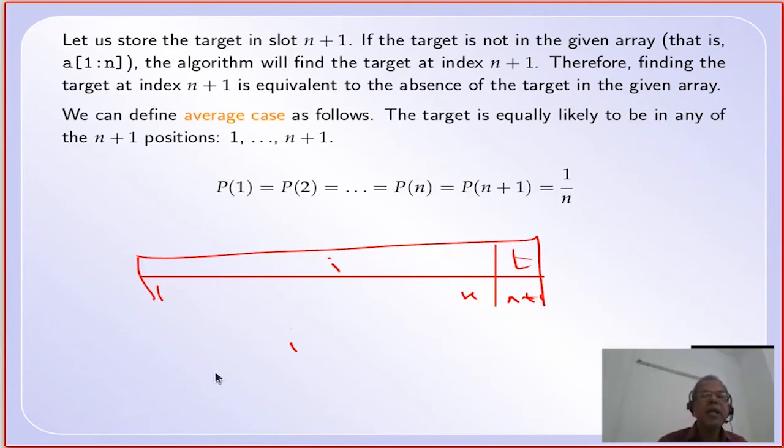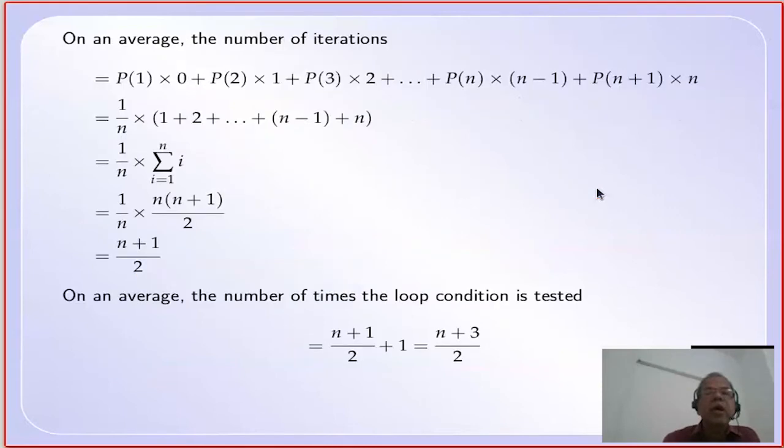What is the probability? Let's say it is just 1 by n, or 1 by n plus 1, whatever. So probability that the target is in index 1 is equal to 1 by n plus 1. Probability that it is in index 2 is 1 by n plus 1, and so on. Probability that it is in index n is 1 by n plus 1. The probability that it is not in the array at all is 1 by n plus 1.